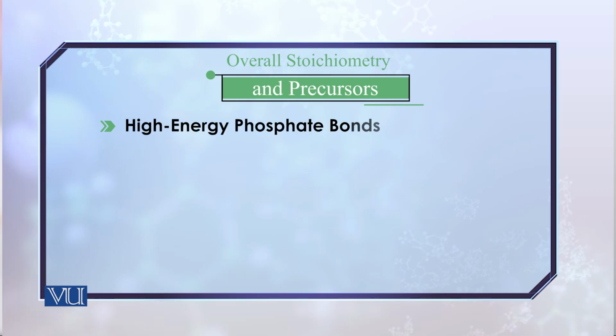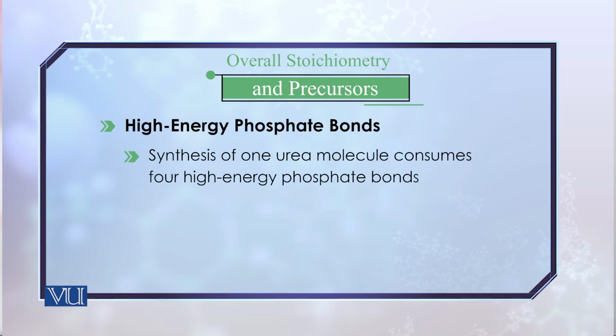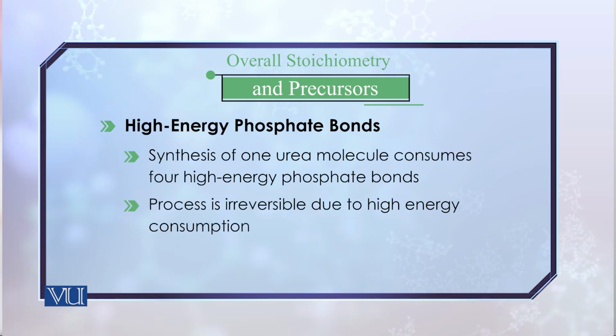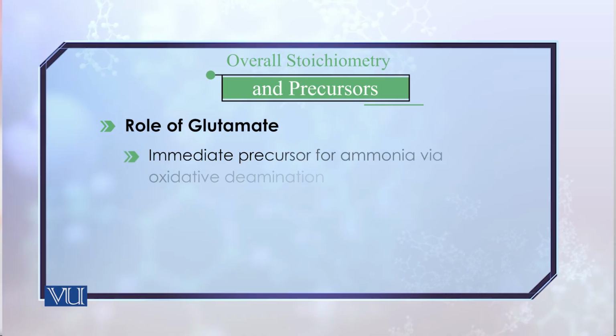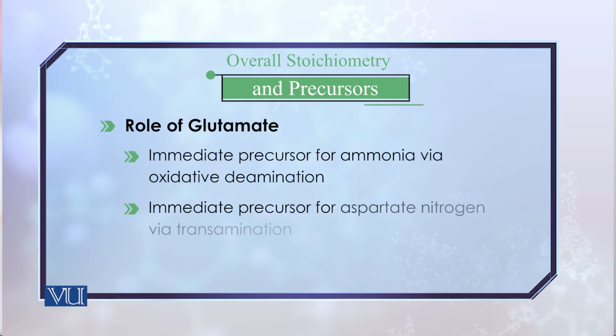So, as far as the overall stoichiometry is concerned, there are two steps in which ATP molecules are used. 4 ATP molecules are utilized in this process. That's why it's a very energy demanding, irreversible process. Glutamate has a very important role to play. Let me show you how.